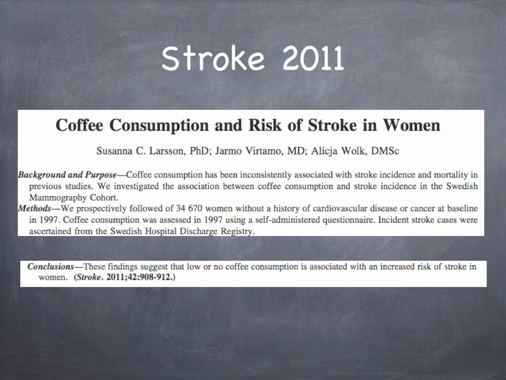For instance, in this 2011 publication from the journal Stroke, investigators wondered whether coffee consumption had anything to do with the occurrence of strokes in women. So 34,670 women were identified and followed since 1997, and their coffee consumption patterns were monitored. The authors concluded that low or no coffee consumption is associated with an increased risk of stroke in women. That is almost 35,000 subjects enrolled, and it took the authors almost 14 years before they were able to publish the findings of their study. That's a long time. That is typical for a cohort.